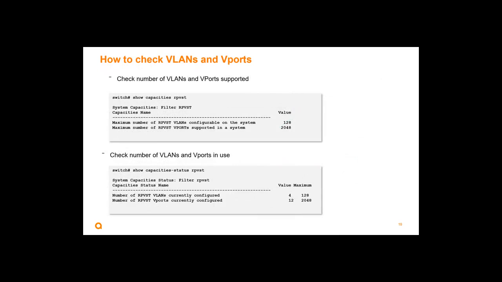Just to finish off on the vPorts and VLANs, if you want to check the number of VLANs and vPorts supported on a switch, you can just do a show capacities RPVST, and we can get the number of VLANs configurable on the system, as well as the number of vPorts supported. And then if you want to check on an active switch, when it's live, do a show capacities-status RPVST, and we bring up the maximum and number of vPorts and VLANs supported respectively. Then you can see on that specific device how many VLANs and vPorts are active.